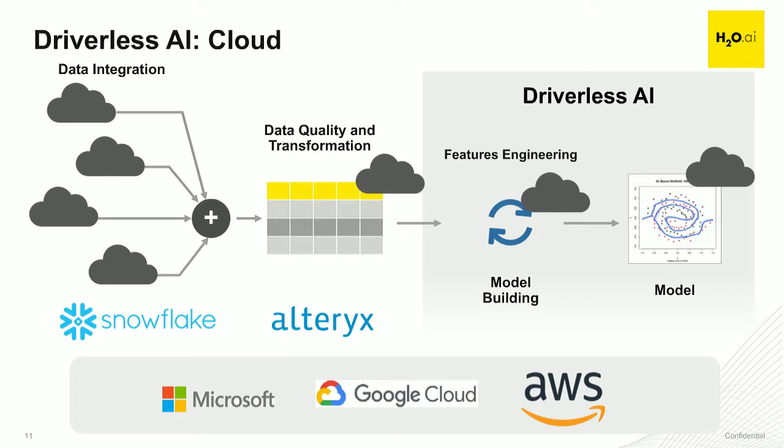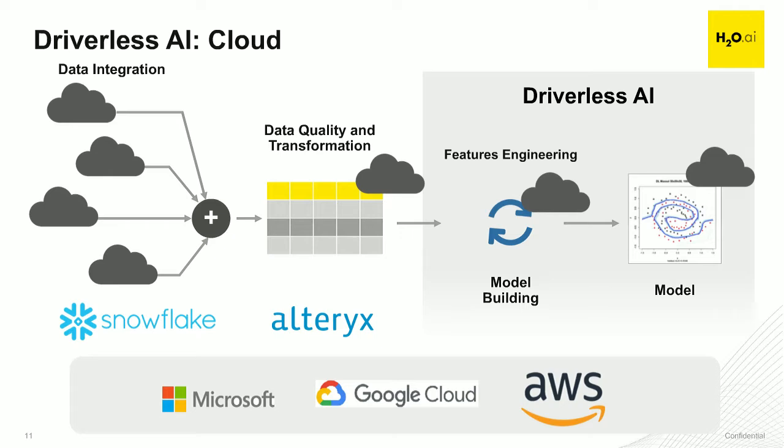On the left side, I'm pointing to several clouds that have the data. One example of this is Snowflake, which is a partner of ours. We work with them. We have Snowflake connectors that collect the data, and then you probably also need to work on data quality. You probably also want to work on the transformation. You could use Alteryx, also another partner of ours. This can be done on the cloud.